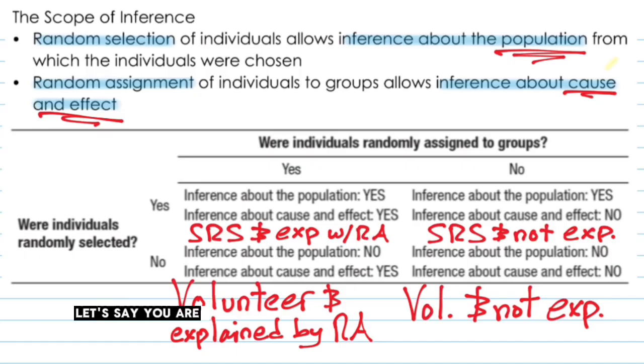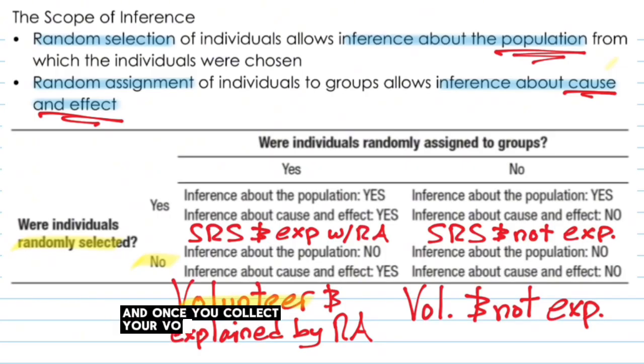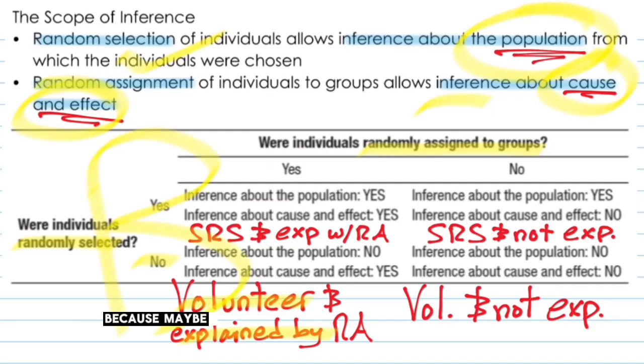Let's say you are not randomly selecting individuals. So that means they probably volunteered to be in your study. And once you collect your volunteers, you then randomly assign them into groups. Well, okay, since you're randomly assigning them to groups, that means you're going to be allowed to make a cause and effect determination at the end of your study. You can make that inference because you randomly assigned people to groups. It's okay that they were volunteers. You just can't make a conclusion about the population because maybe there is bias in why those volunteers actually did choose to be in the study. Maybe there is some underlying factor that they all share in common, which would skew your data.